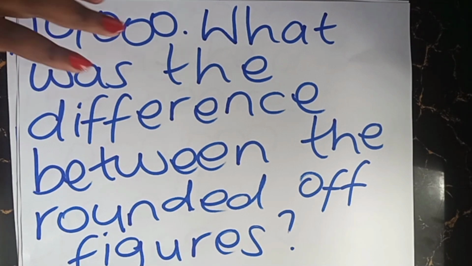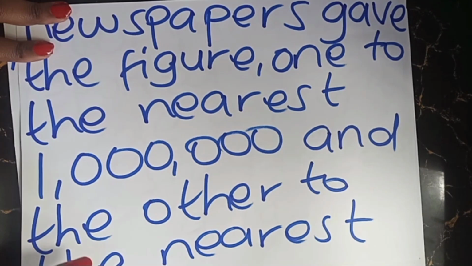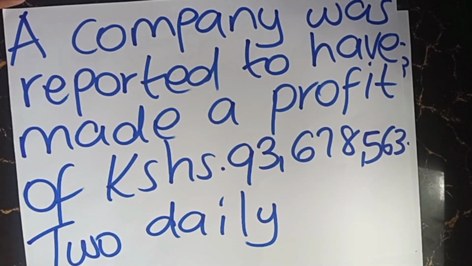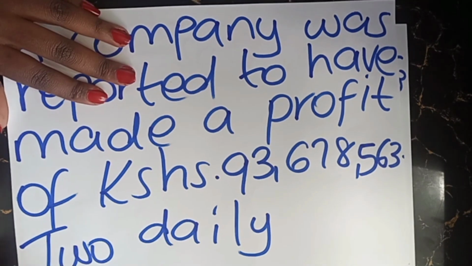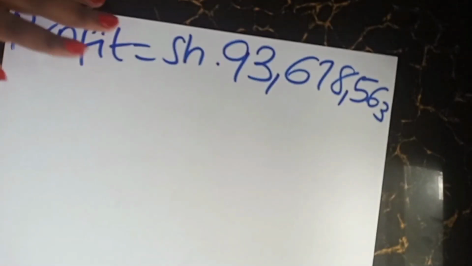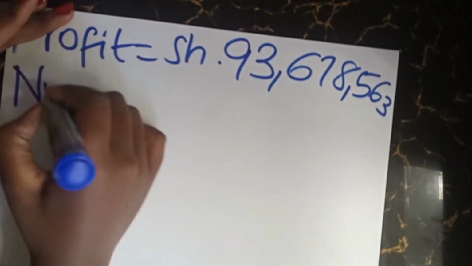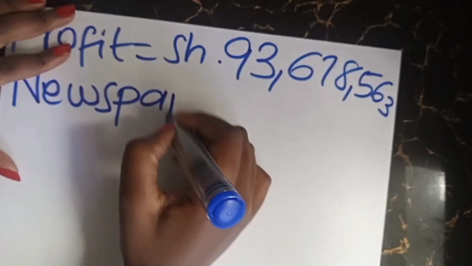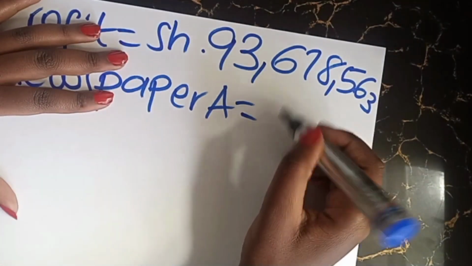Okay? So, two daily newspapers. Since we know that we are dealing with two newspapers, we should give them names to differentiate them. So, we can have newspaper A and newspaper B. All right? So we've been told that newspaper A rounded it off to the nearest 1 million.